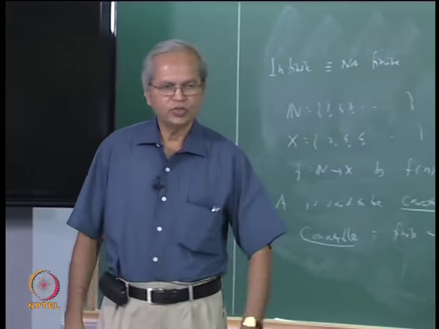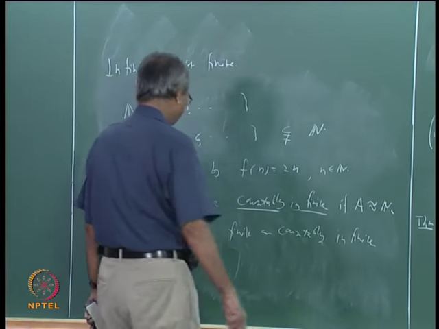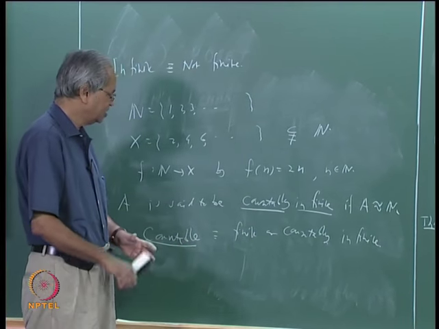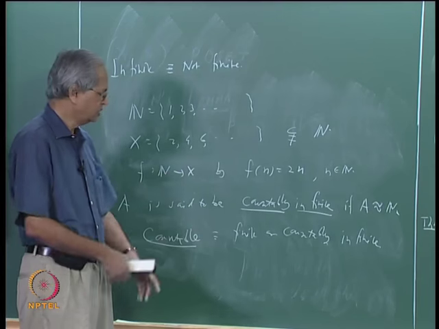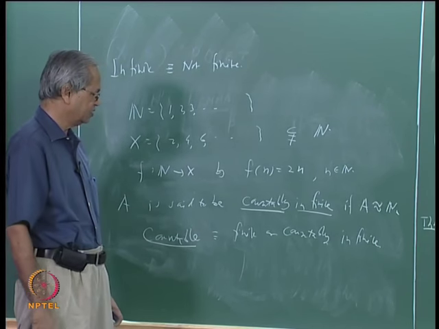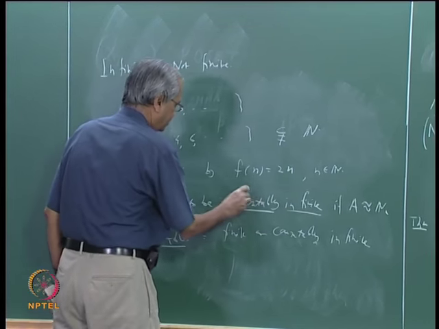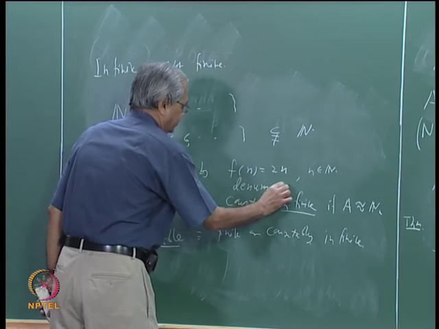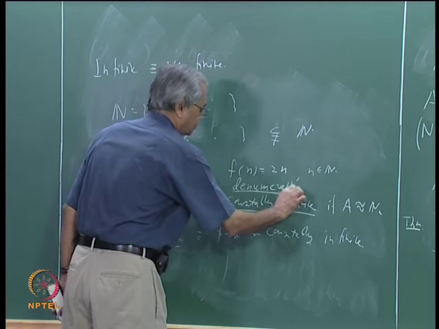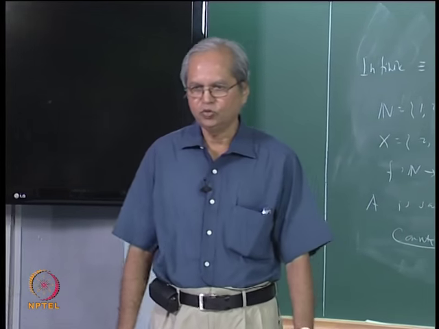Then before proceeding further, let me also say something about this terminology. Unfortunately, this terminology is not followed in all books. Certain authors use some other terms. What we have called countably infinite is also called denumerable. That is Rudin. Rudin uses the word denumerable.